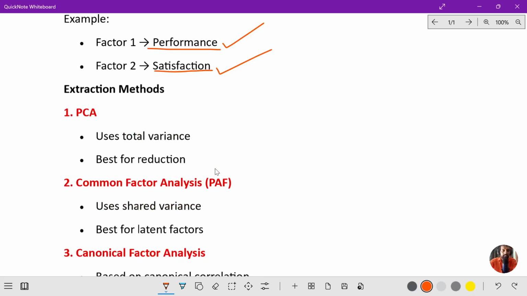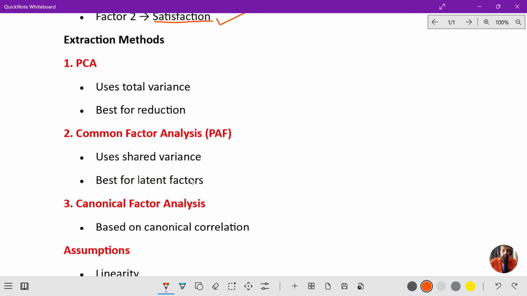Now we'll see what extraction methods we have. There are three methods. First one is PCA, second is common factor analysis, and third is canonical factor analysis. PCA uses total variance and is best for reduction. Common factor analysis uses shared variance and is best for latent factors. The third one, canonical factor analysis, is based on canonical correlation.